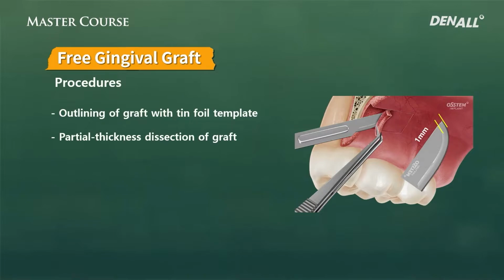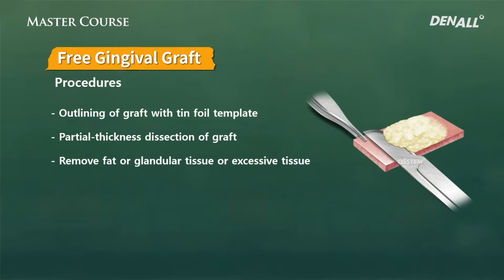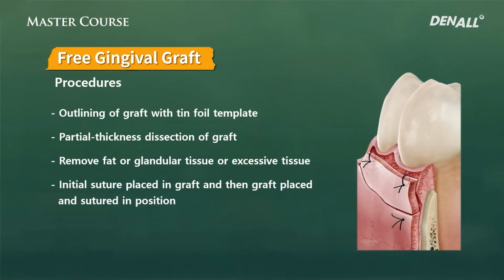After taking out the graft, you can trim. When you do the trimming, excessive tissue or fat tissue or glandular tissue can be removed, so the graft can have consistent thickness throughout, so that when the graft goes into the recipient site, it can be stable. So trimming after taking the graft is very important.